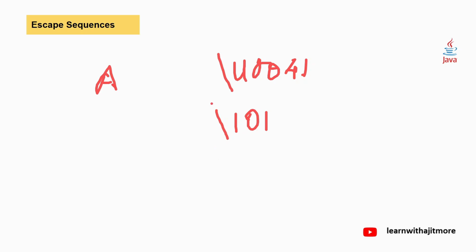Whenever you put a backslash and a three-digit octal, it will be treated as octal. Now 101 is the same as 65 only, no? 8 raised to 0, 8 raised to 1, 8 raised to 2. So what is 8 raised to 2? 64 plus 1, 65. Getting? So you can use escape sequences for representing unicodes and octal codes also.